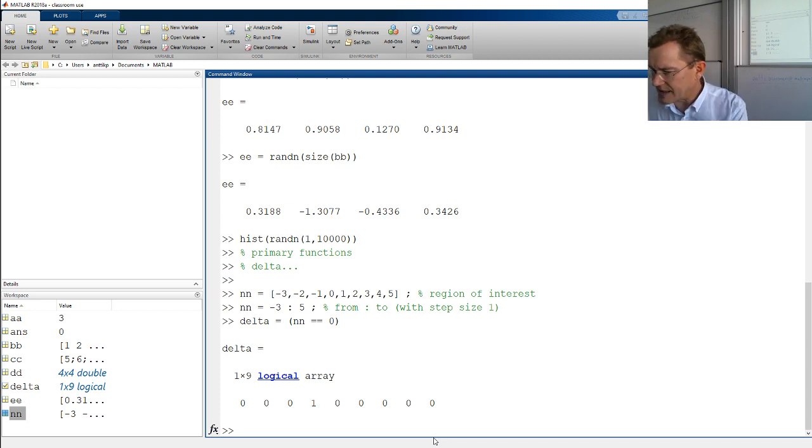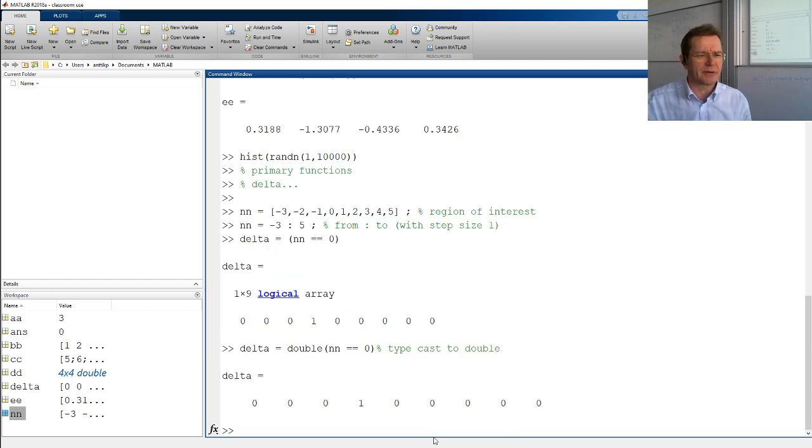Okay, in that sense, I, as an old school guy, usually use typecasting. Typecasting to double. Double. What is so difficult? Right, double. There. Now it's a normal vector of zeros and ones. Good. And we have index from -3 to 5, and then we have that one.